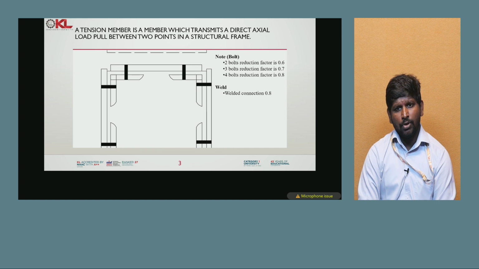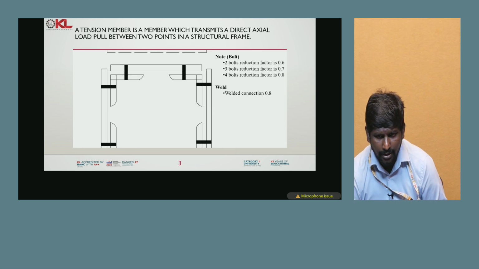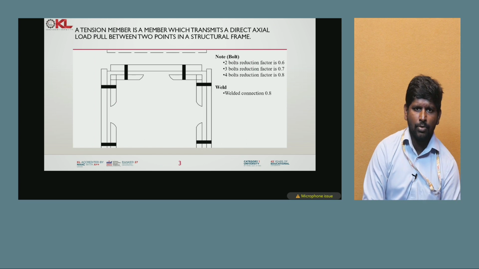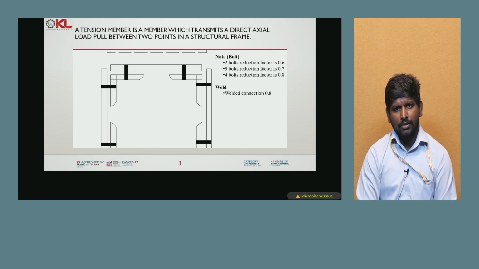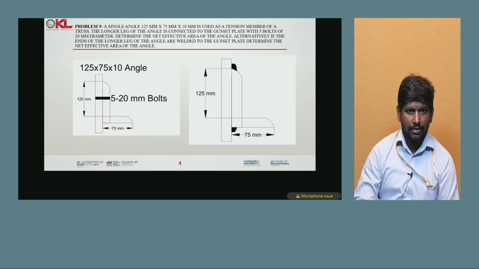Note that when you are connecting with bolts, some reduction factors will apply. When we were designing the shear strength of a bolt, we discussed it in an elaborate manner in the class, when I asked about the bolts. Here you can see the reduction factor for 2 bolts is 0.6, for 3 bolts it is 0.7 and for 4 bolts it is 0.8.